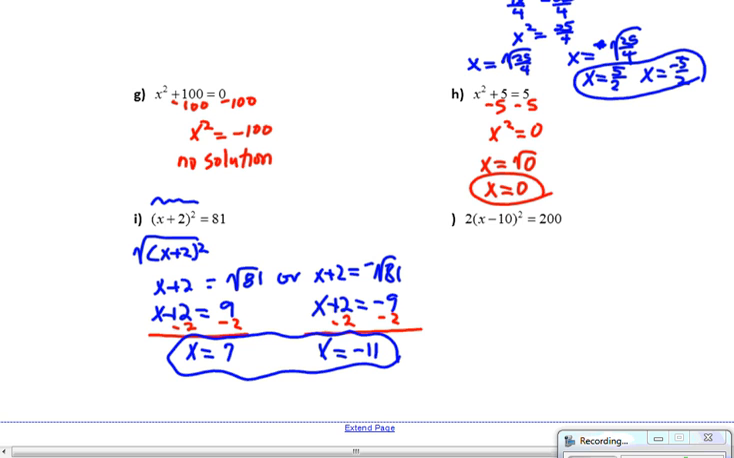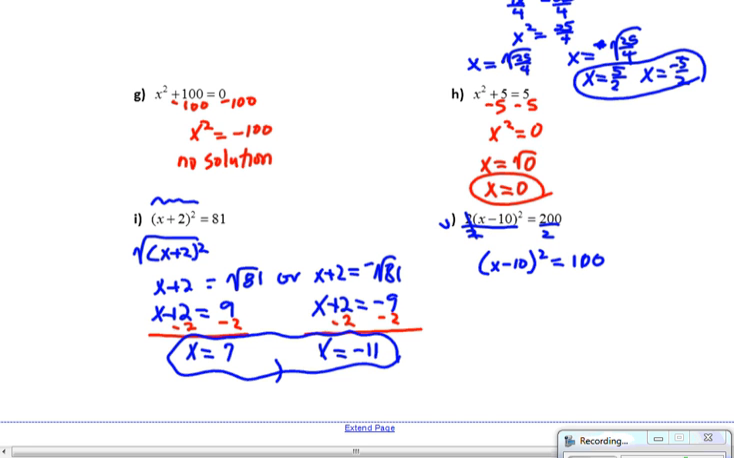So there's our two answers, and you can double check that that works when you plug both of those into the original problem. And then this must be J. This one, again, you can see the square. I have the x minus 10 squared, so I want to isolate that, and I'm going to divide both sides by 2. So that's going to give me then x minus 10 squared is equal to 100.